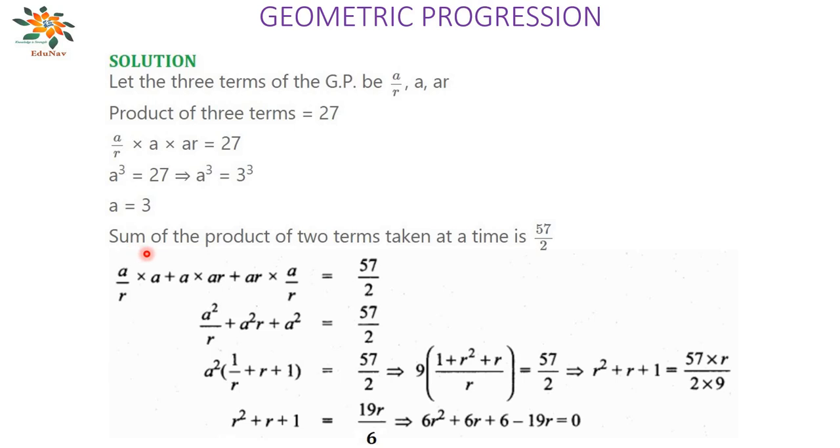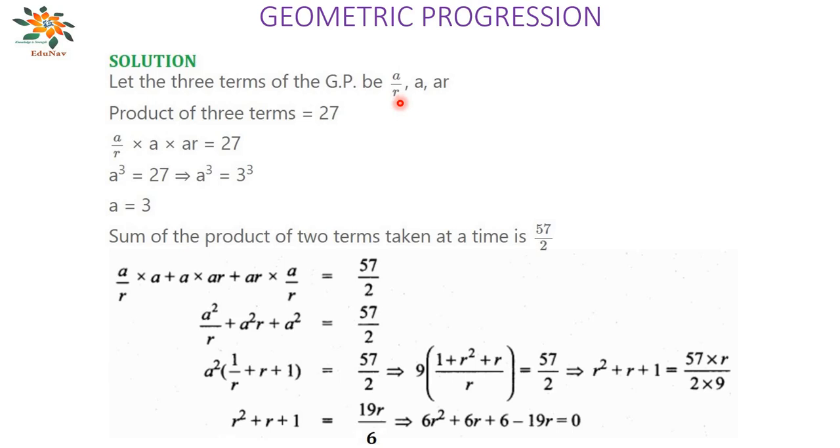Also it is given that the sum of the product of two terms taken at a time is 57/2. Now let us take two terms at a time and find the sum of the product of these terms. First we take the first two terms, namely a/r and a, so that gives us a/r × a. Then we take the next two terms, namely a and ar, and finally the last two terms, namely ar and a/r.